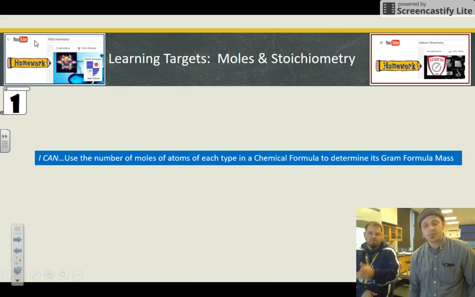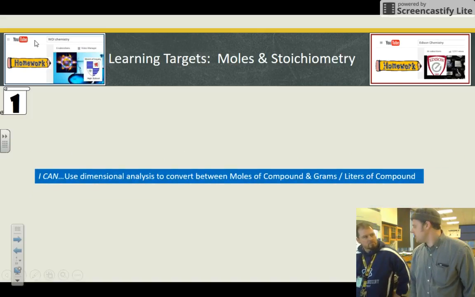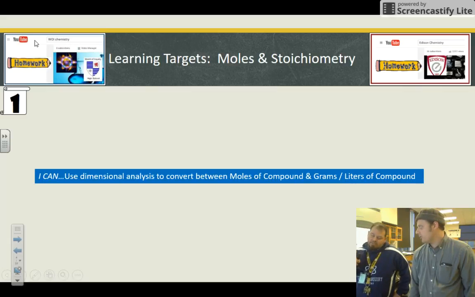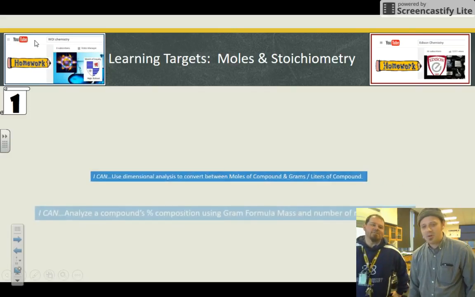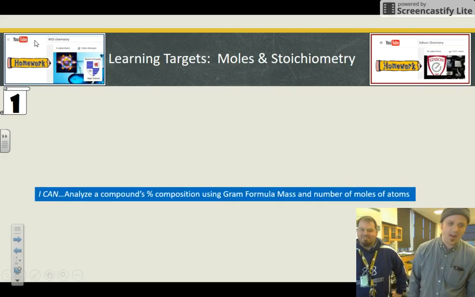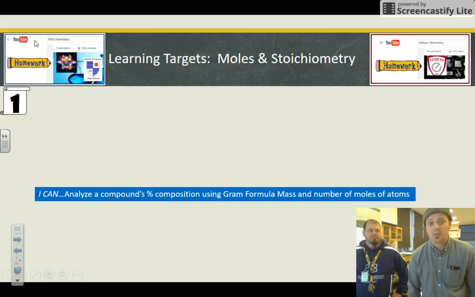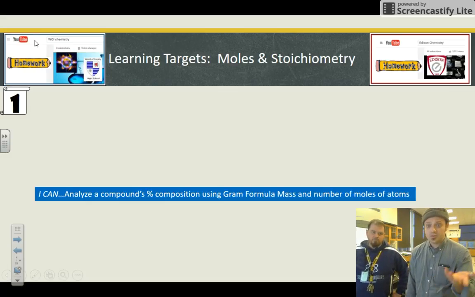And there's a POGL on this. It's typically, this is so easy, and then you forget it. Don't forget it. And then here's the catch: dimensional analysis. So we're going to start being able to convert back and forth. It's not that bad. Hopefully it's not your nemesis. Everybody hates the term, but it's not that bad. So you can analyze a compound's percent composition using that important gram formula mass and moles.